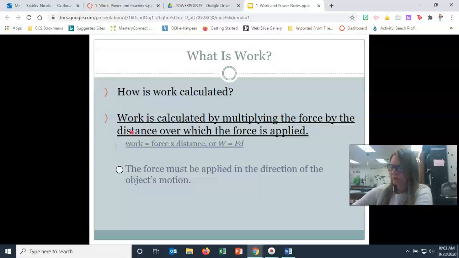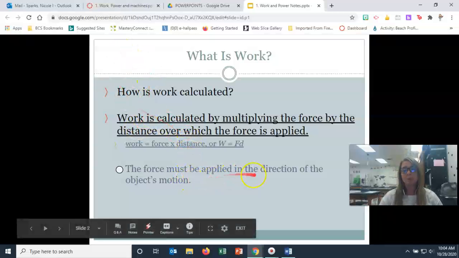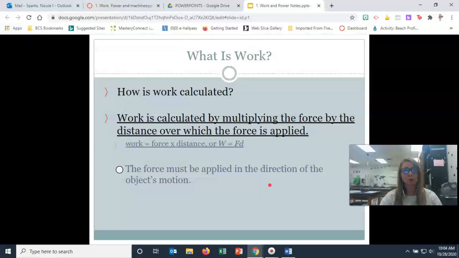All right. So one big important thing that we're going to be discussing is that the force has to be applied to the direction in which the object is moving in order for this to be work. So once again, meaning that if I'm picking up and moving my marker around, my force is being pushed upward and the marker is being moved upward. So therefore work is being done. The force must be applied in the direction of the object's motion.